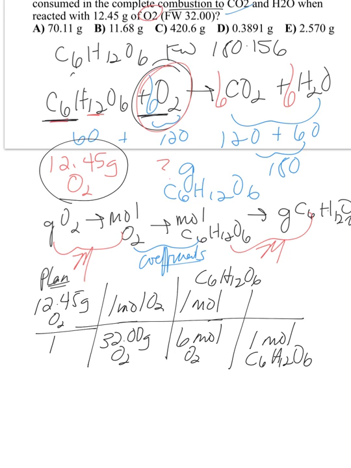you have the molar mass, which they tell you is 180.156 grams. And so when you take this number and divide by 32 and then divide by 6 and then multiply by 180, you should get 11.68 grams, which is answer B.